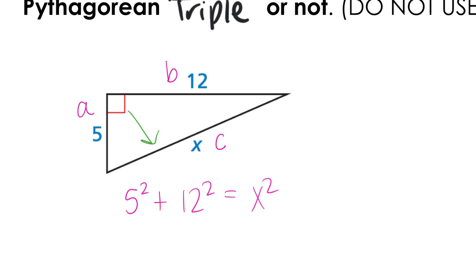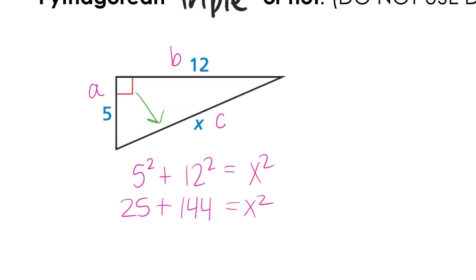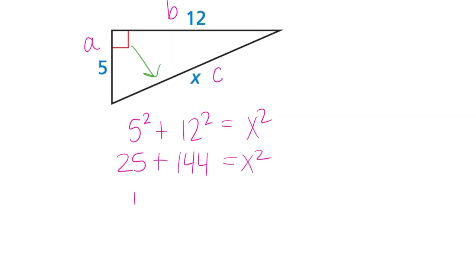And then we're going to go ahead and solve this out. 5 squared is 25, 12 squared is 144, and if you add those up, 25 plus 144 is 169. The last step here would be to square root both sides. If you take the square root of 169, you get 13. So that is the value of x.